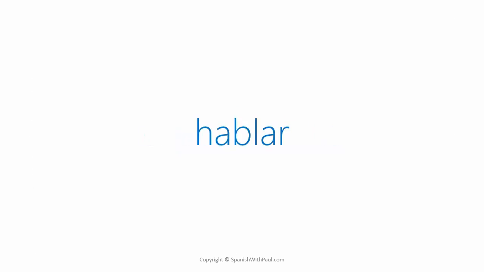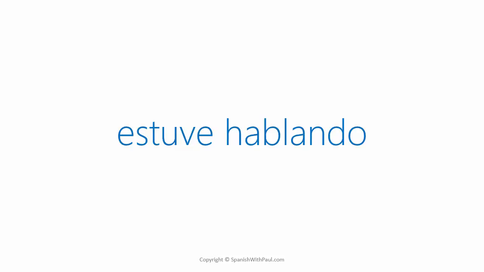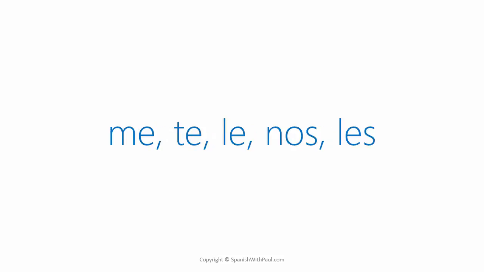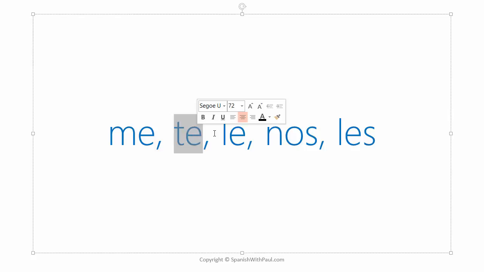Let's switch to the verb hablar now, which of course becomes hablando with the ing tense. And then for the ing we would have estuve hablando. Now to this we're going to play around with more pronouns. So often when we use this verb we can say, well, I talked to him, or he talked to me, or we talked to them, and so forth. So we have these pronouns of me, te, le, nos, and les. This is to me, to you, to him or to her, to us, and to them.